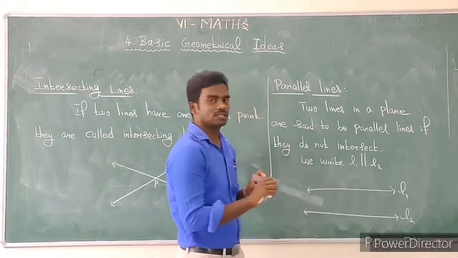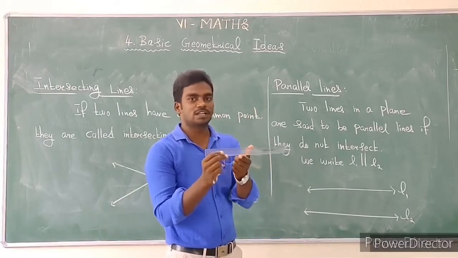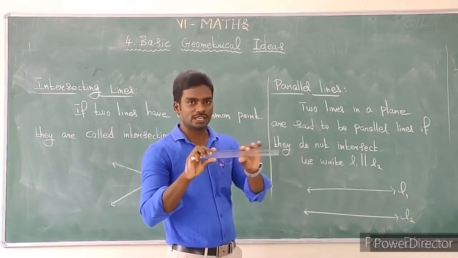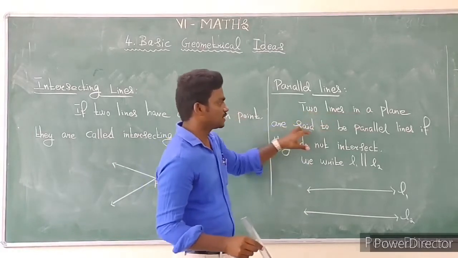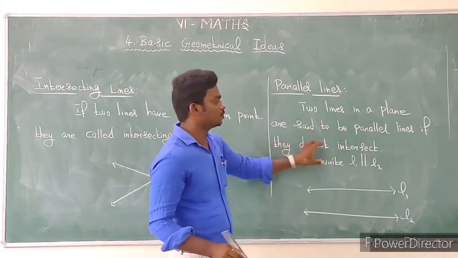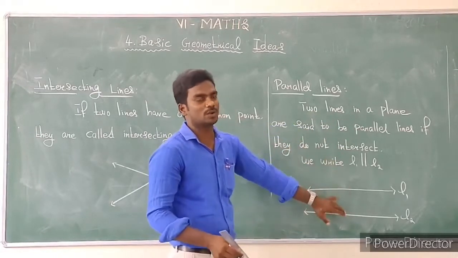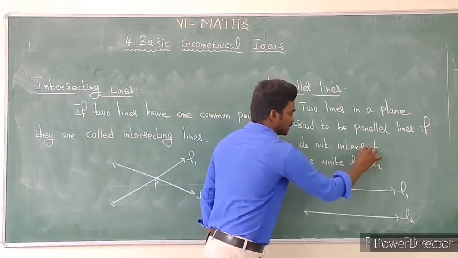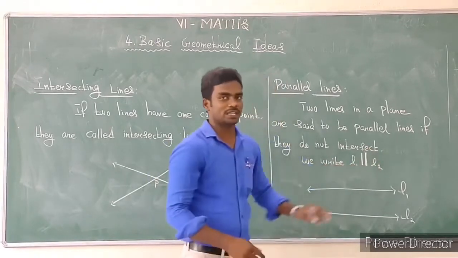The concept is rulers. We can choose the top line as line L1 and the bottom line as line L2. The ruler is an example for parallel lines. Two lines in a plane are said to be parallel lines if they do not intersect, that means they do not meet at any one point. So we write L1 is parallel to L2. This symbol represents parallel.